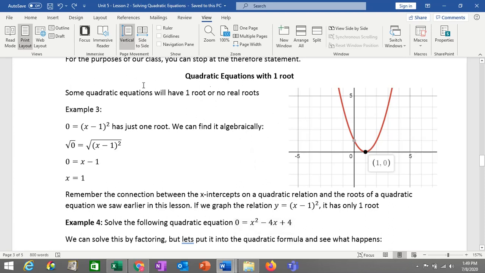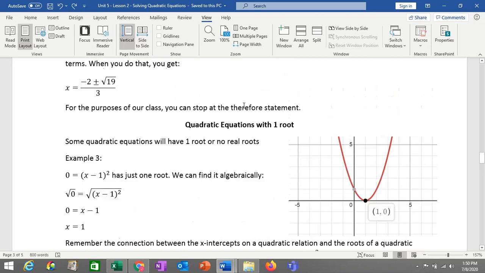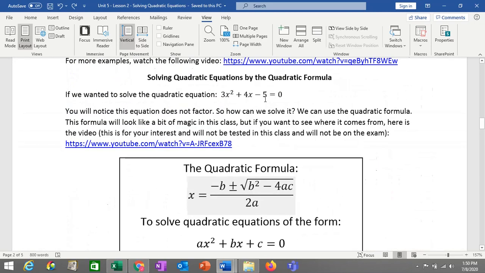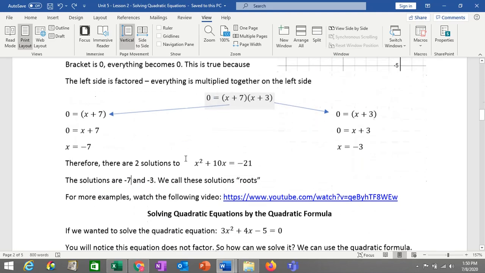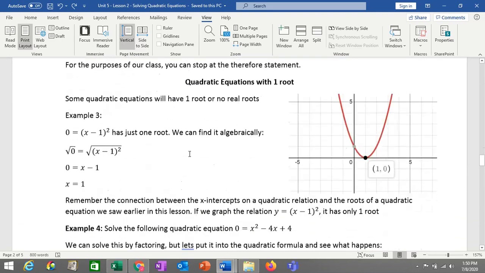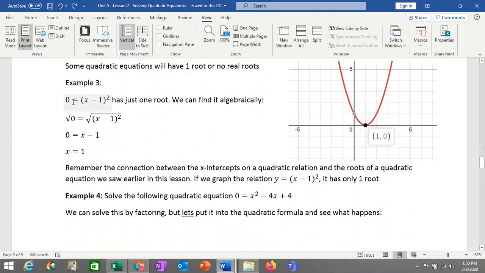So some quadratic equations will have one root or no real roots. In other words, the two quadratic equations we've looked at so far have both had two roots, right? They've had two intercepts if you graph them, and they have had two answers. So negative 7 makes this bracket 0, negative 3 makes this bracket 0, so both of those are your answers. But sometimes you're just going to have one answer. And you can see that this equation here actually just has one root.